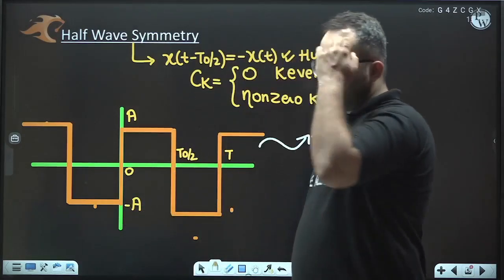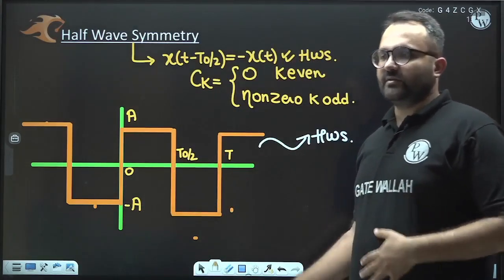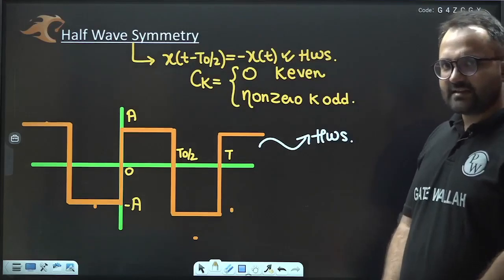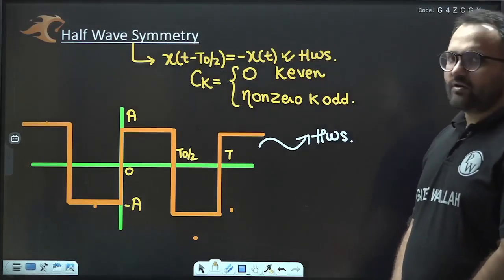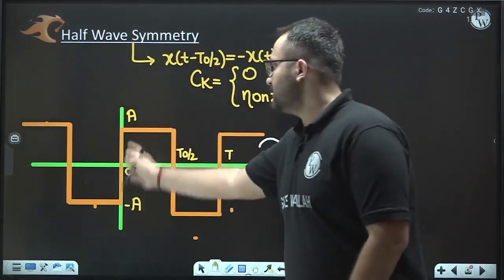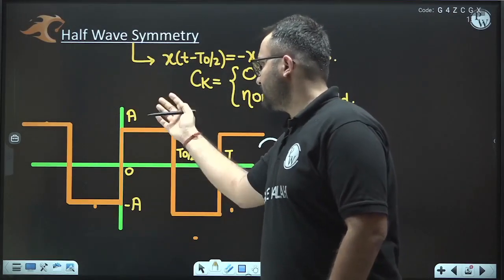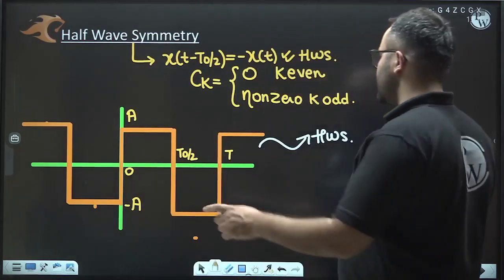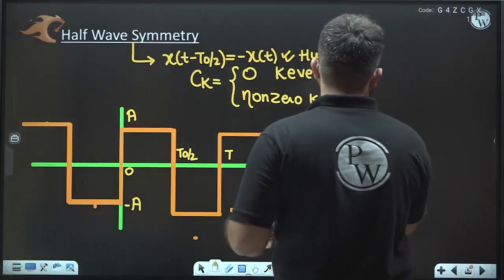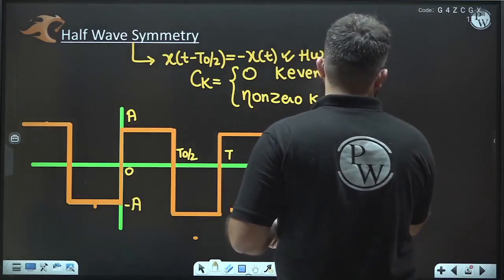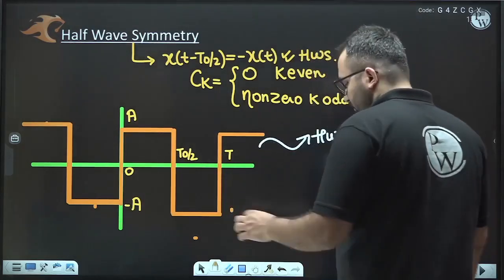Now in the last class we studied the even symmetry and odd symmetry. Does this signal have any other symmetry, that is even or odd? Yes, we can see that this signal has odd symmetry. Here it is plus A, here it is minus A. So this signal is half wave symmetric and odd symmetric.